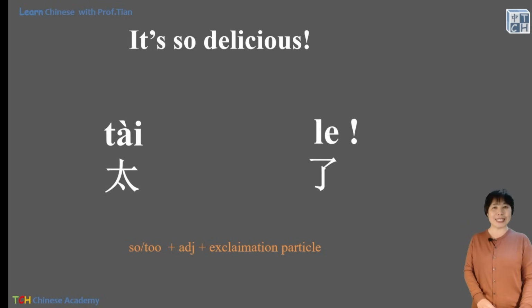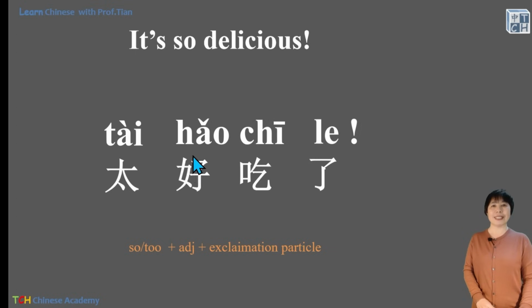And how about something so delicious? The same pattern: we go with 太 and end with 了, and put in the adjective. Delicious is 好吃. 好 means good and 吃 means eat. Something really good to eat, tastes good when you eat it. So that is delicious. So 太好吃了.